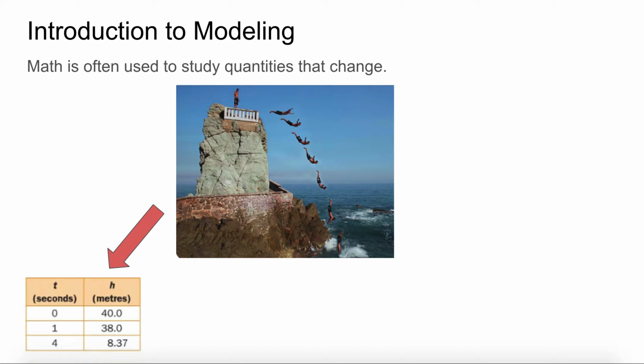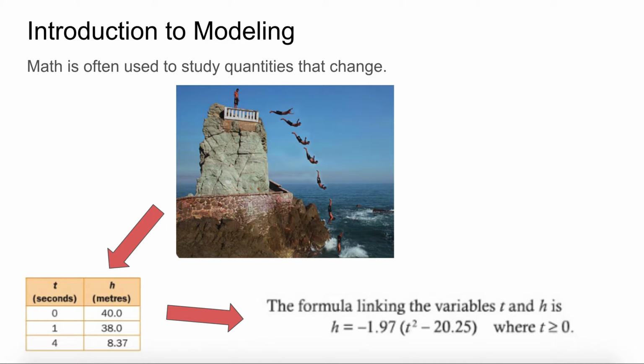We could time him. We could look at the seconds and look at his height after 0 seconds, 1 second, 4 seconds. From that data, we could move towards perhaps an equation and come up with a formula here, right? If we said t is the time, h is the height in meters, well, we could say the height is equal to negative 1.97 multiplied by the square of time minus 20.25. And we'll see a little bit where these equations come from. I'm just trying to introduce the concept.